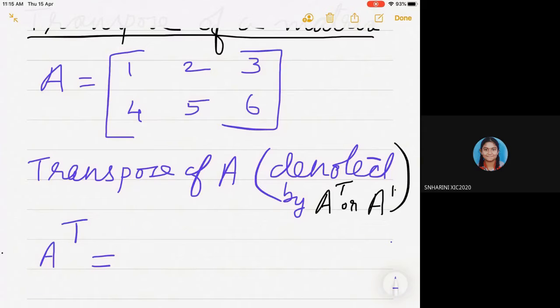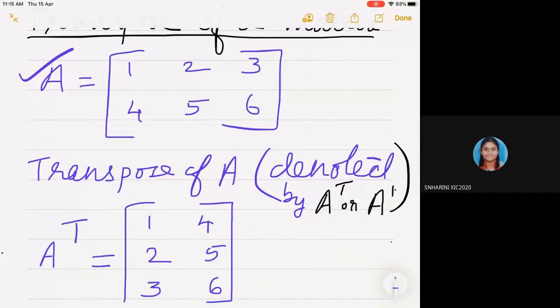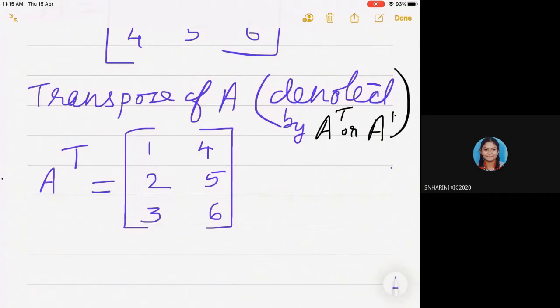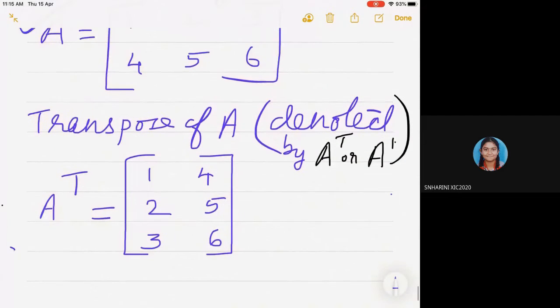Means, this example, if you consider, the first row of A becomes the first column. The first row was 1, 2, 3. Now I have made it to the first column. And the second row of A is 4, 5, 6. And that becomes the second column of the transpose matrix. So the matrix which is obtained by interchanging the rows and columns is called the transpose of A. Please write this.